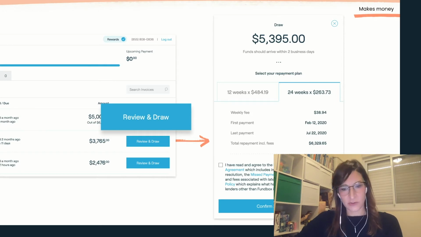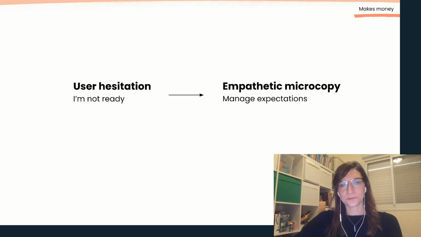Significantly higher number of users made it to the end of the flow. Their hesitation was that they just weren't ready, but we better managed their expectations, and in a sense, we're more transparent about what was about to come next. And that was really the empathetic solution.